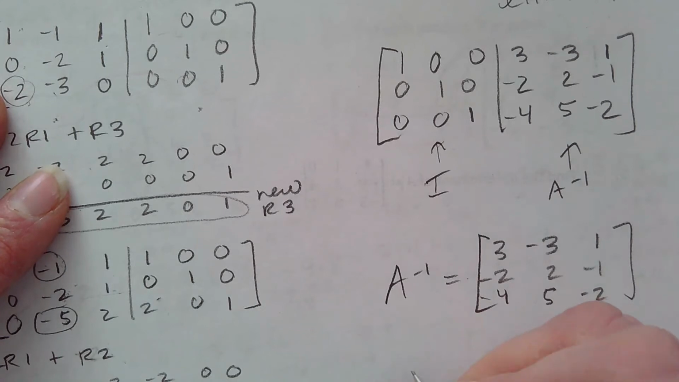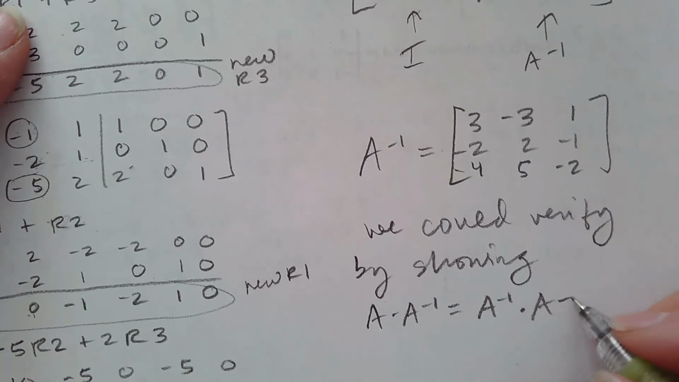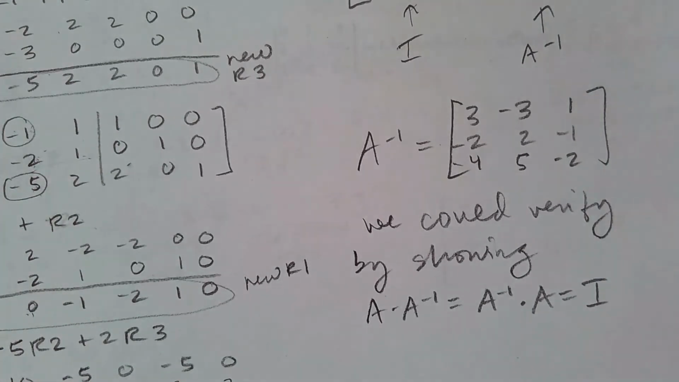If I wanted to, we could verify by showing A times our inverse matrix equals our inverse matrix times our original A again, which just equals the identity. So we could verify that if I wanted to. And I think this problem has been long enough. We don't need to worry about that right now.